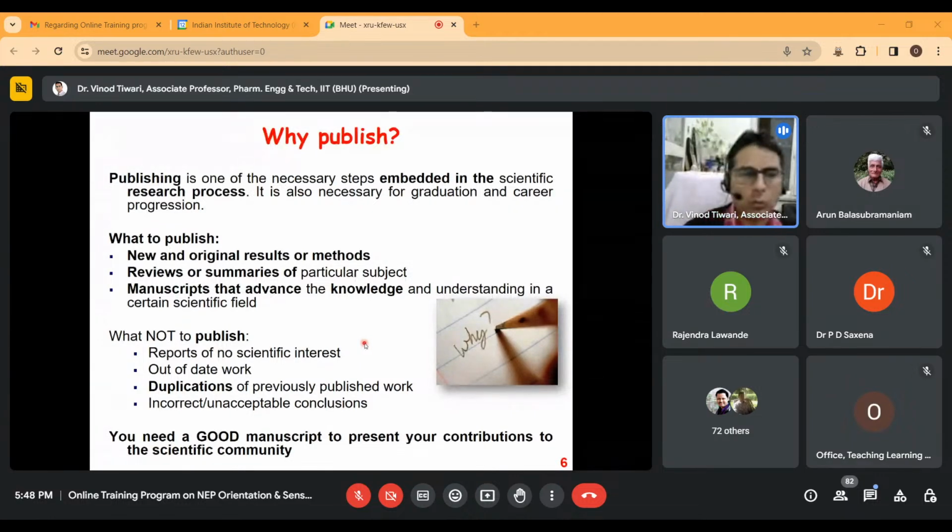Now the next question is what not to publish. Again, it is very obvious. Reports or data which are of no scientific interest generally are not supposed to be published, because nobody bothers about that work, or it is of no scientific utility. Basically, it's useless, you can say, right? So it is not supposed to be published. Work which is out of date, and duplication of previously published work, this is very, very important.